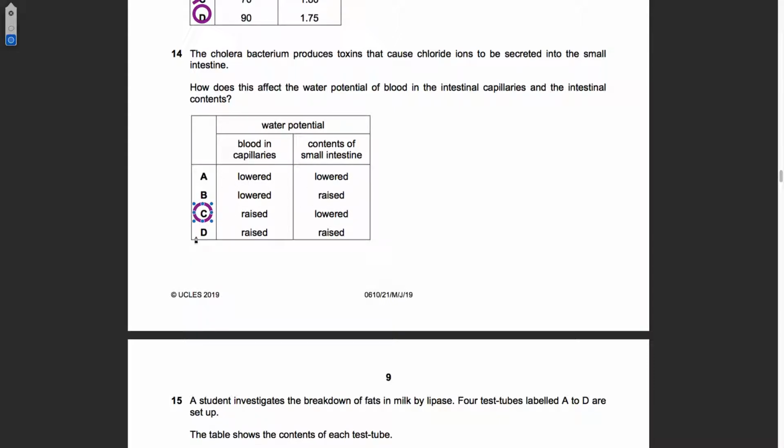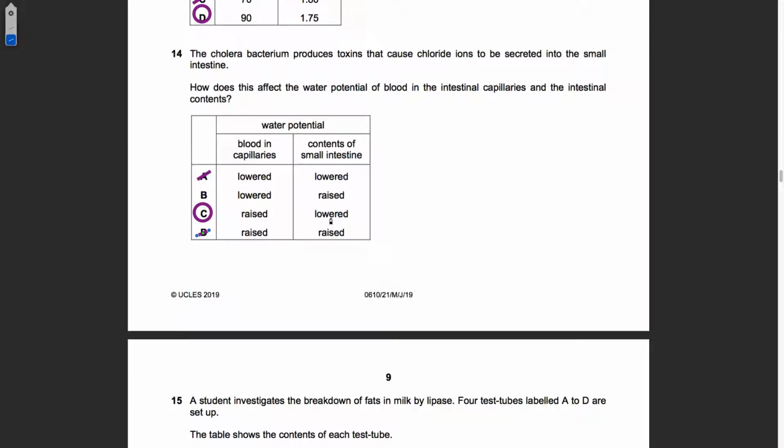Two of these, A and D, are going to be eliminated because there's no kind of... It's not like a seesaw where one's up and one's down. We need to see a difference. A gradient is what we call it. So it's always going to go from where there's a higher water potential, which is your blood, to where there's a lower water potential, which is the inside of your small intestine, due to the chloride ions there. And then that means water will move from your blood through your cells and into the small intestine.